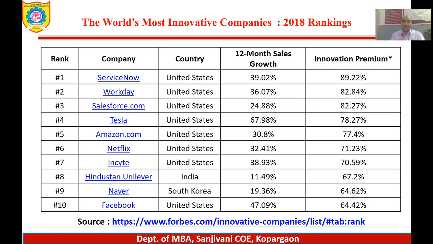So in India we have Hindustan Unilever. Their innovation premium is around 67.2%, and then later on we have South Korean company Naver, and then again USA Facebook. So all these companies are the most innovative companies. The source for this particular information is Forbes.com magazine, through which the innovative companies list has been gathered.